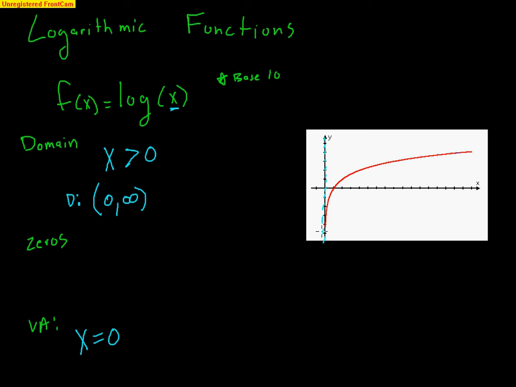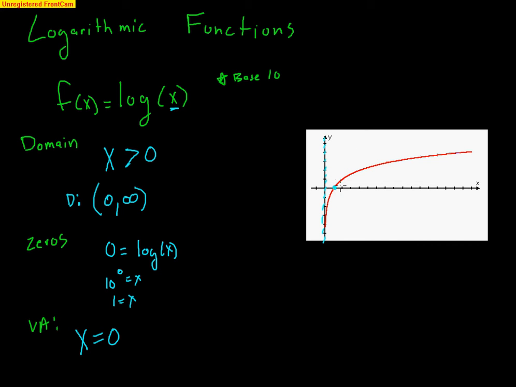x equals 0. Now, how about your zeros? Well, to find a 0, just set your function equal to 0. So 0 equals log of x. Use our definition. That's log 10, base 10. So 10 raised to 0 equals x, which means I have a 0 at 1. So right here is my 0 at 1.